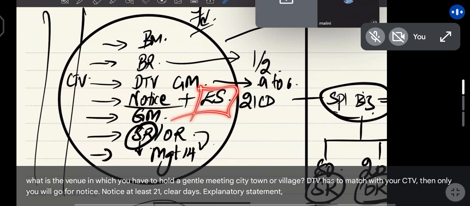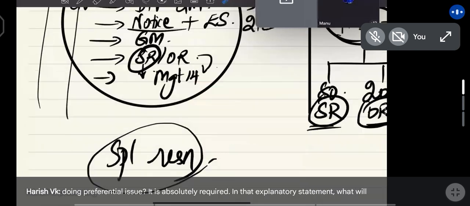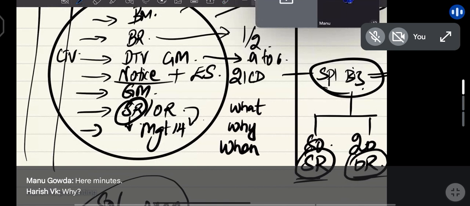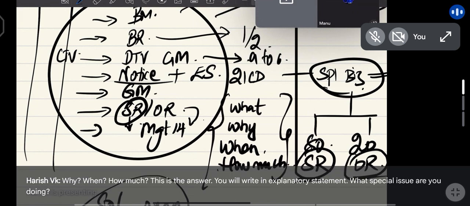Explanatory statement, do we require or not require it for doing a preferential issue? It is absolutely required. In that explanatory statement, what will you write? What, why, when, how much? This is the answer you will write in the explanatory statement. What special issue are you doing? Why are you doing this issue? When are you planning to do the issue?